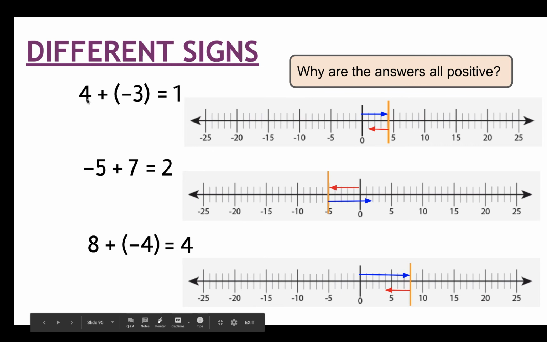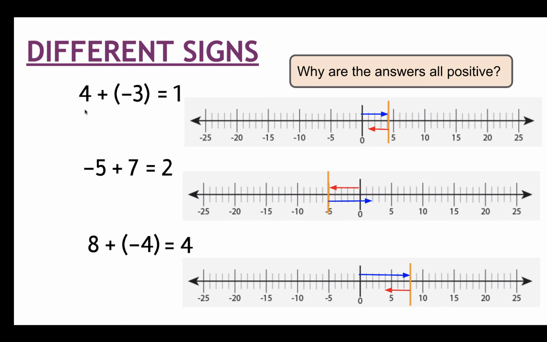If you ask yourself, the absolute value of 4 is 4. The absolute value of negative 3 is 3, right? The positive term here had a larger absolute value. Notice how my answer is positive. Here, negative 5, the absolute value of that is 5. The absolute value of 7 is 7, right? Here, my positive term has the larger absolute value. Notice how my answer is positive. And that rings true down here as well. I'm not going to be taking as many steps to the left as I did to the right. So these answers are remaining positive when the positive term in your equation has a larger absolute value.